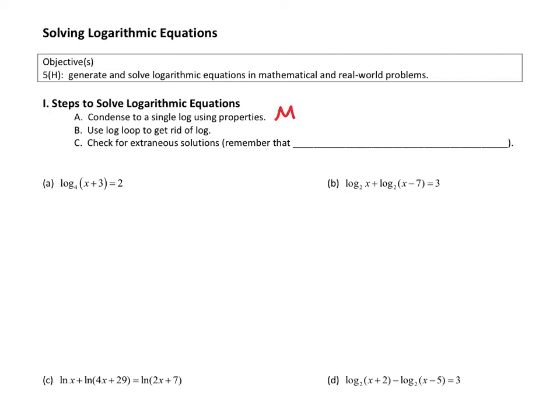Now these properties are very similar to our exponent properties and can be summarized in MADSPAM. If you are adding together those logarithms, you're actually going to multiply them in a single argument. If you are subtracting the different logarithms, you're going to divide that term in a single logarithm. And if you're multiplying by some constant, you're going to raise it to that power. So if there's a multiplier in front of the logarithm, you're going to raise the argument to that power.